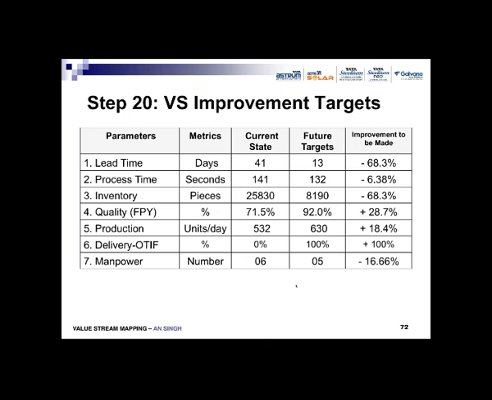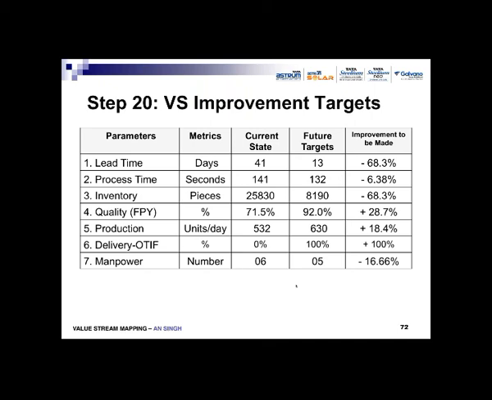Lead time, process time, inventory, quality, production, delivery on time in full, and manpower. All these metrics, in the current state: lead time was 41 days, process time 141 seconds, inventory 25,830 pieces. First pass yield was 71.5%, production 532 units per day, delivery on time in full was 0%, it was being delivered but in various batches, manpower 6.